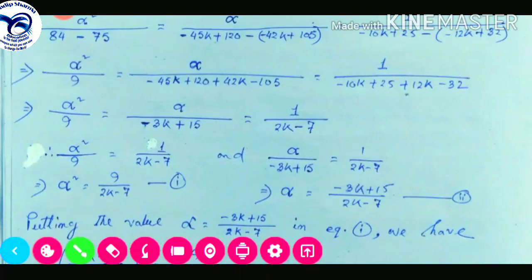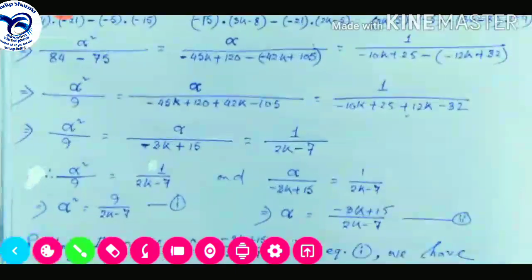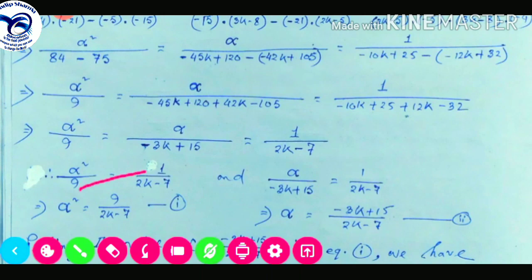Now therefore alpha square divided by 9 is equal to this one, which we consider as equation number 1. After cross multiplication, this 9 will go to the top, so 9 divided by 2k minus 7. So alpha square will be 9 divided by 2k minus 7. This is our equation number 1.